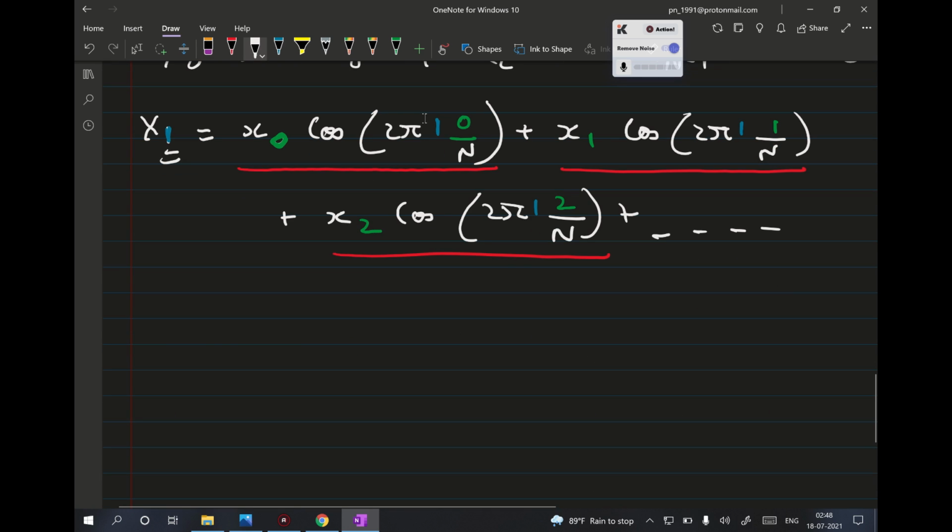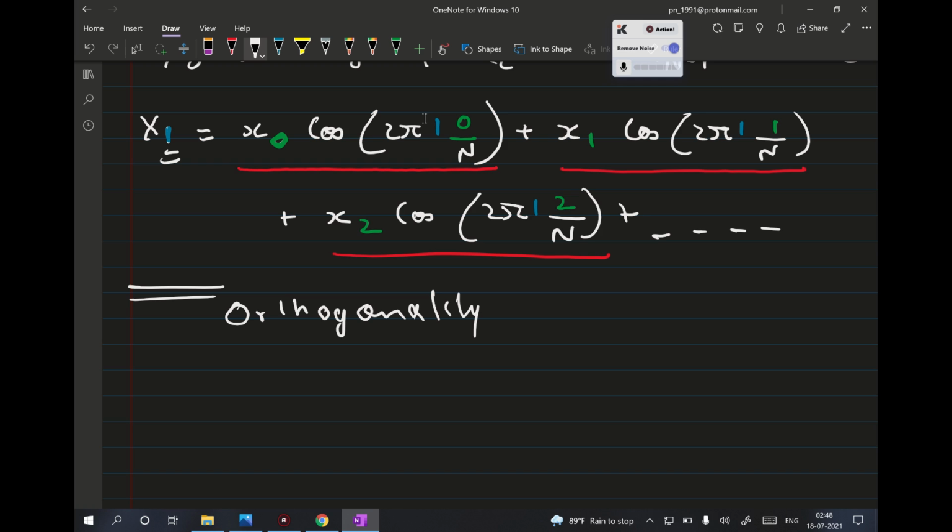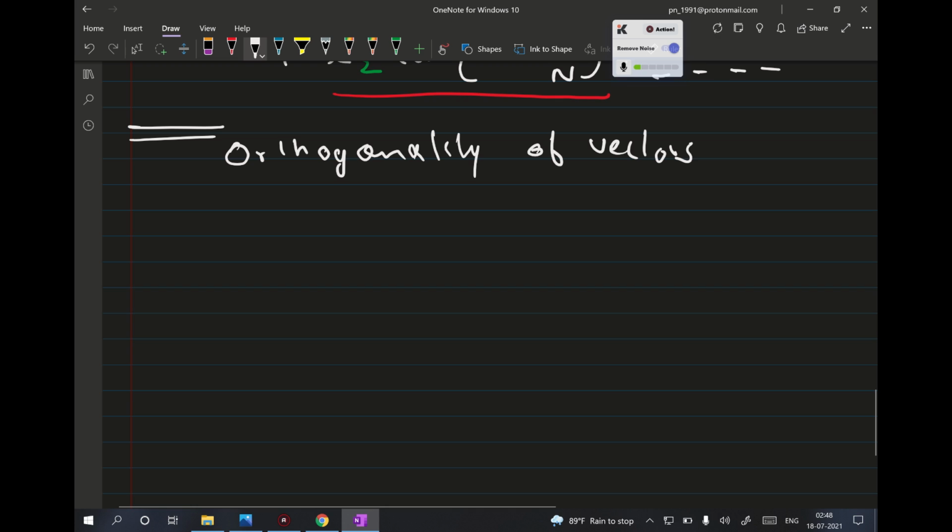To recap, let's see the orthogonality of vectors. How do we check the orthogonality of two vectors in a Cartesian coordinate system? If I have vectors u and v, I will simply say if the inner dot product is 0, both vectors are orthogonal to each other. In other words, both are perpendicular, right?